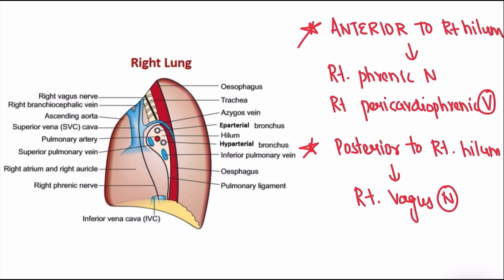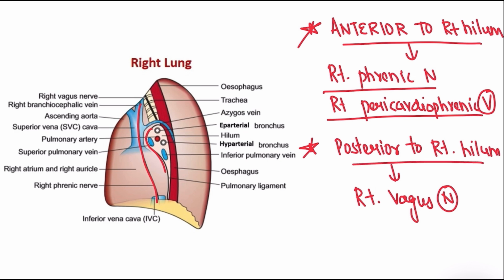Now coming to the nerves and the vessels which are present anterior to the right hilum. Anterior to the right hilum, this is the hilum, we have the right phrenic nerve, and the vessels present are the right pericardiophrenic vessels. The structure present posterior to the right hilum is the vagus nerve. As this is the right lung, we have the right vagus nerve.